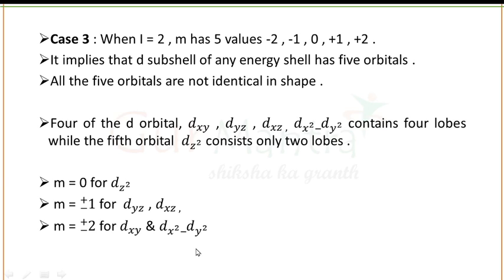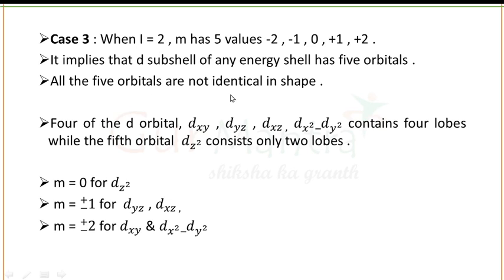Case 3 is when the value of l equals 2. You know it very well, the value of l equals 2 is for d subshell, and m has 5 values because the value of m lies between minus l to plus l. If the value of l equals 2, then the value of m should be minus 2, minus 1, 0, plus 1 and plus 2. It implies that d subshell of any energy shell has 5 orbitals. These 5 values of m tell us about the 5 orbitals of d subshell, and l equals 2 tells us about the d subshell.